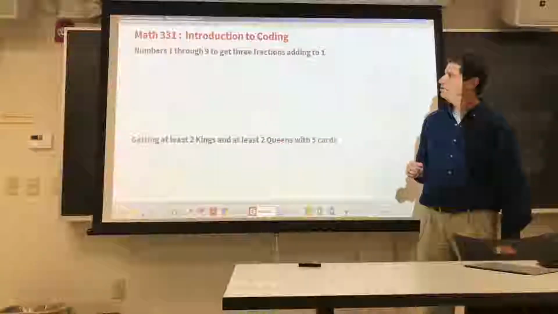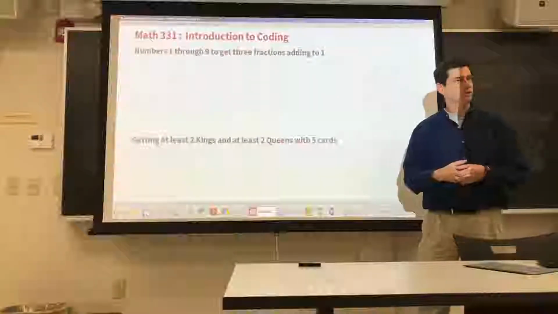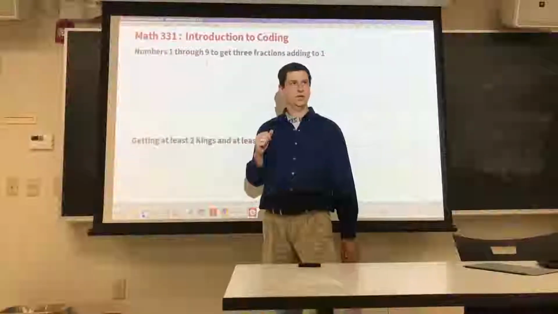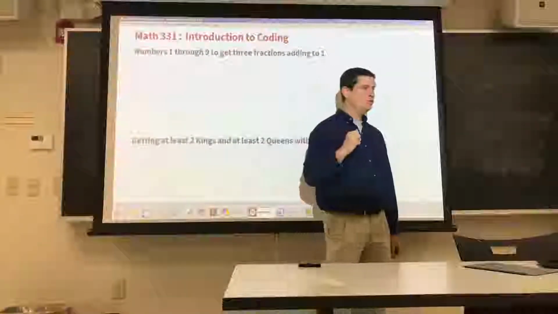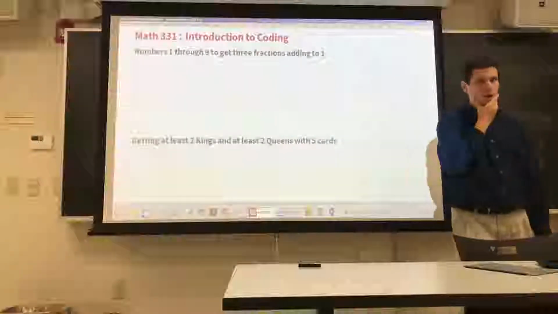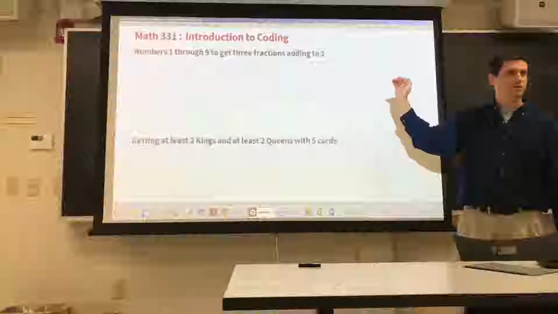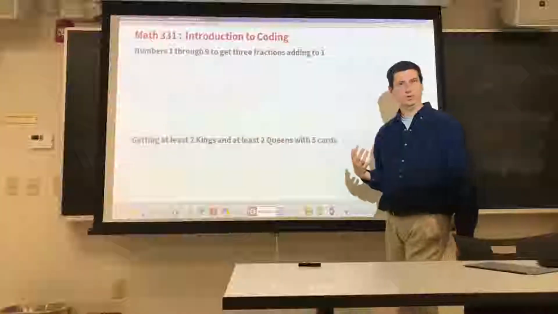So what I want to do first is the problem. You've got numbers 1 through 9. Each number is used once and only once. And you want to get 3 fractions that add up to 1. Okay? And then when we're doing this, I want the fractions to all have numerators with 1 digit and denominators with 2 digits. There are a lot of symmetries you can use.